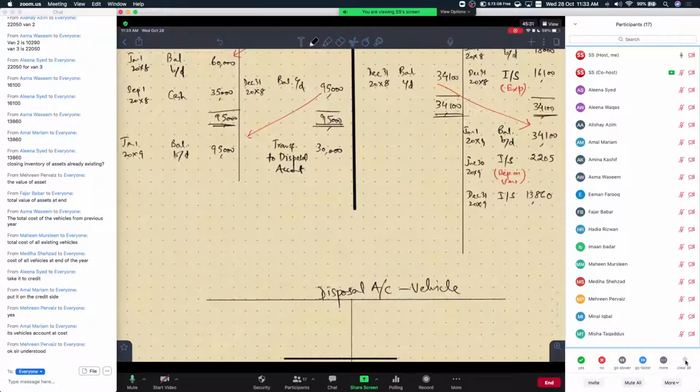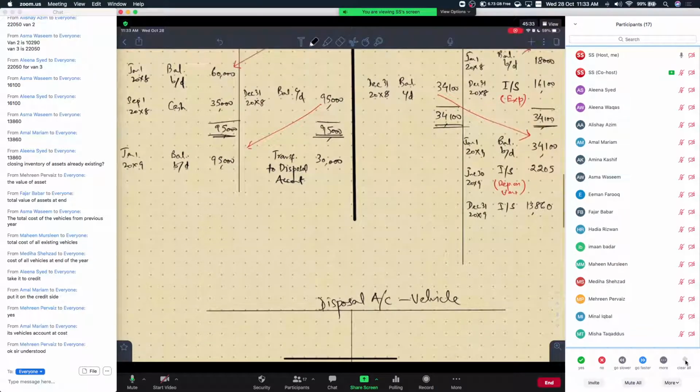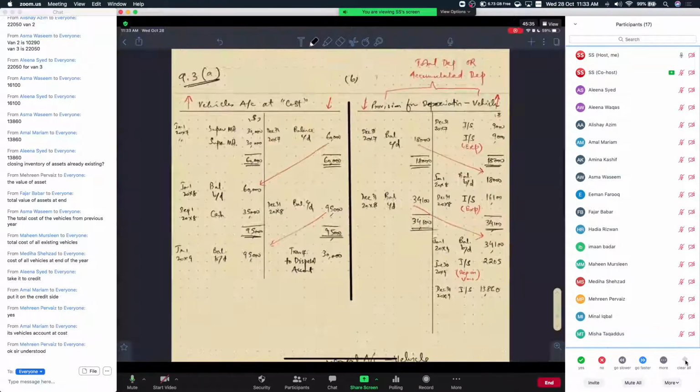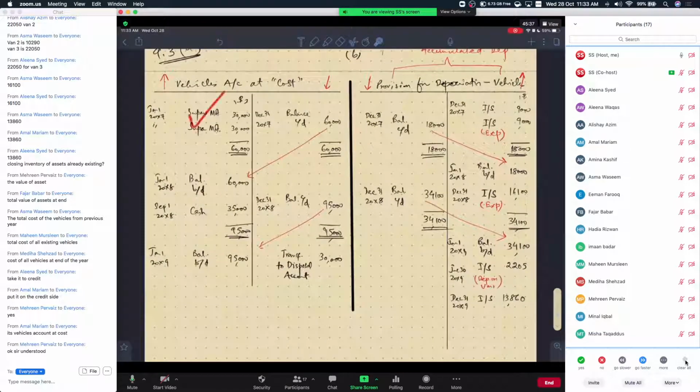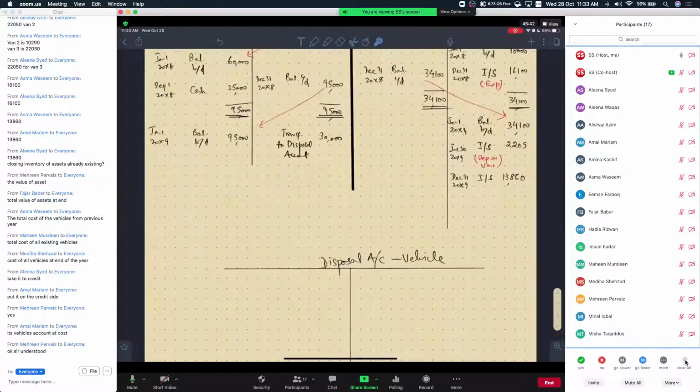Okay. So disposal account. Basically every non-current asset will have two permanent records, the vehicle account and the depreciation account, and a temporary disposal account in case that non-current asset is disposed of.